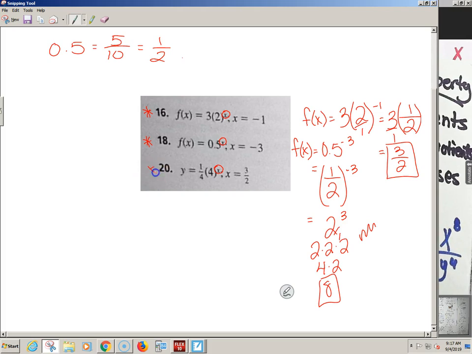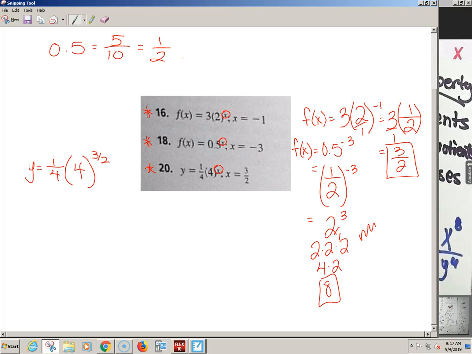Now for number 20, do you guys mind if it's getting busy over there? Let's come on this side. What's the power? Ooh, that's a nasty power. This is probably the hardest one as far as plugging in, because it's to the 3 halves. Now, this is what we call a rational exponent. Didn't we have a quiz on this the other day? Yes, we did. It was the one where we were changing rational exponents to go into radicals and radicals to go into rational exponents.